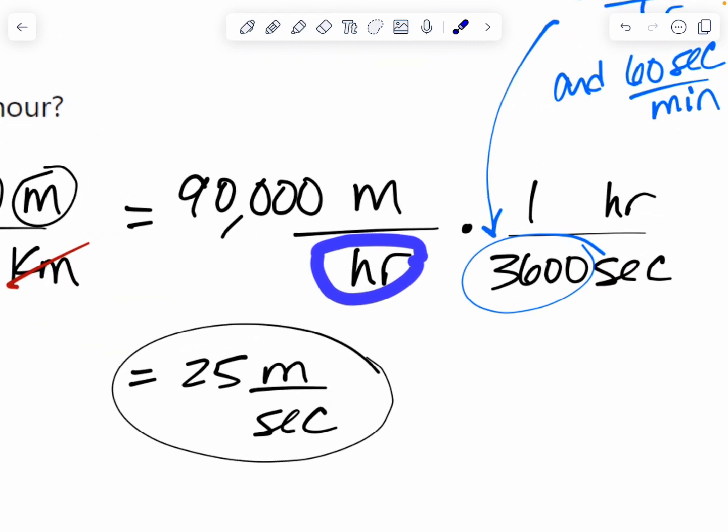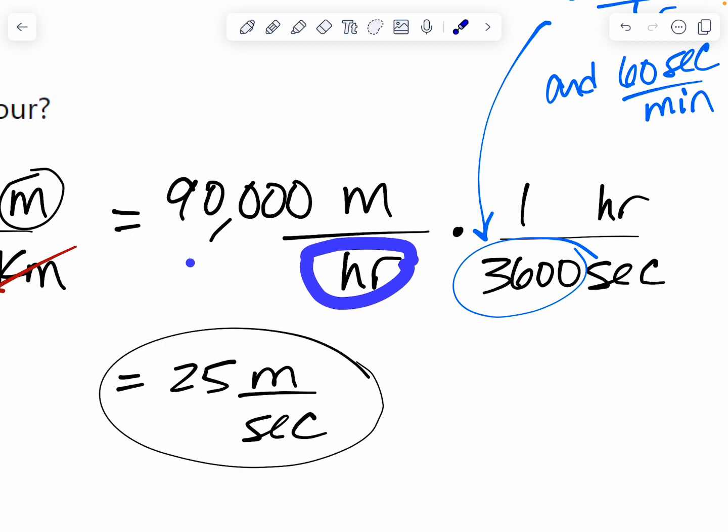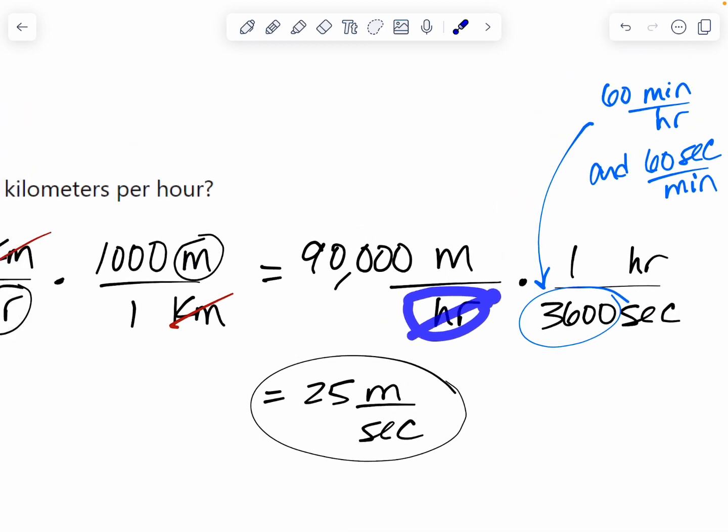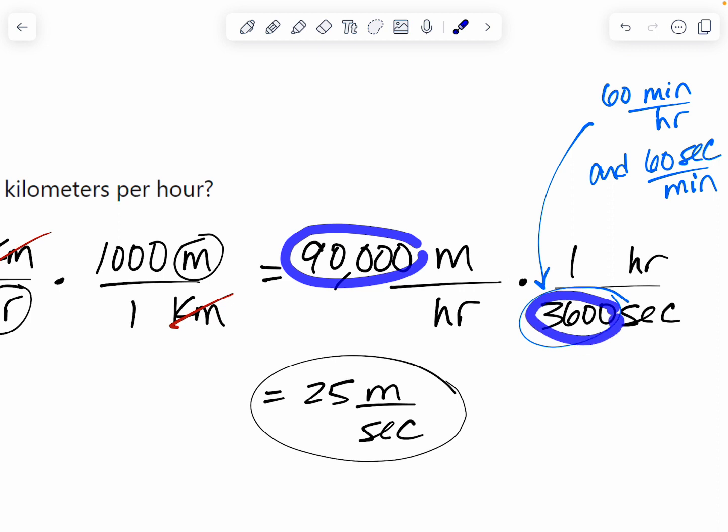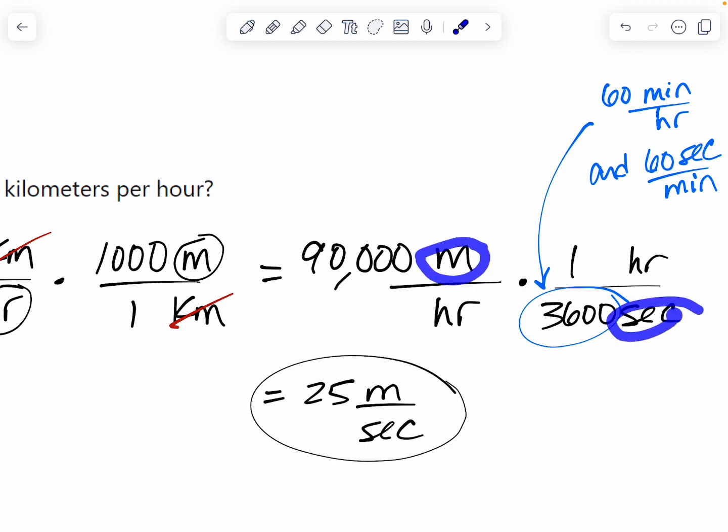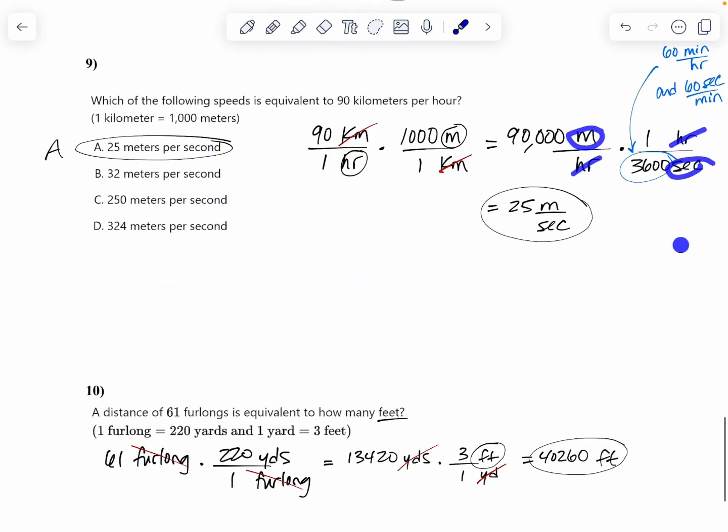So how do we do that? I have 90,000 meters per hour. What do I do with the 60? Well, can you figure out hours needs to be canceled? So I need to put hours on the top, and I need seconds to be left over. How many seconds are there in an hour? Well, there's 60 seconds per minute and 60 minutes in an hour, so 60 times 60 is 3,600. Hours cancel, and I'm left over with 90,000 divided by 3,600, which gives you 25. And the label on this is meters per second because hours cancel. So that's how I got the 25. So I had to do several conversions in that one. We're getting harder and harder.